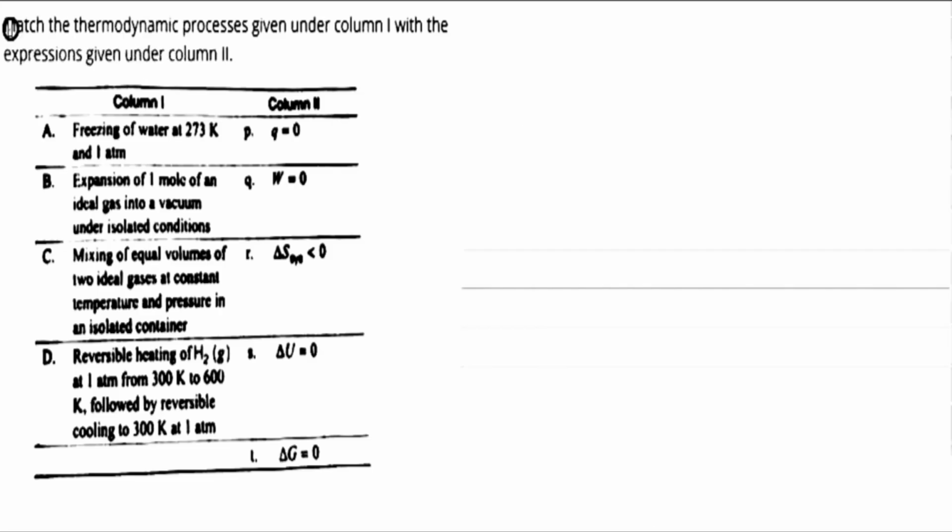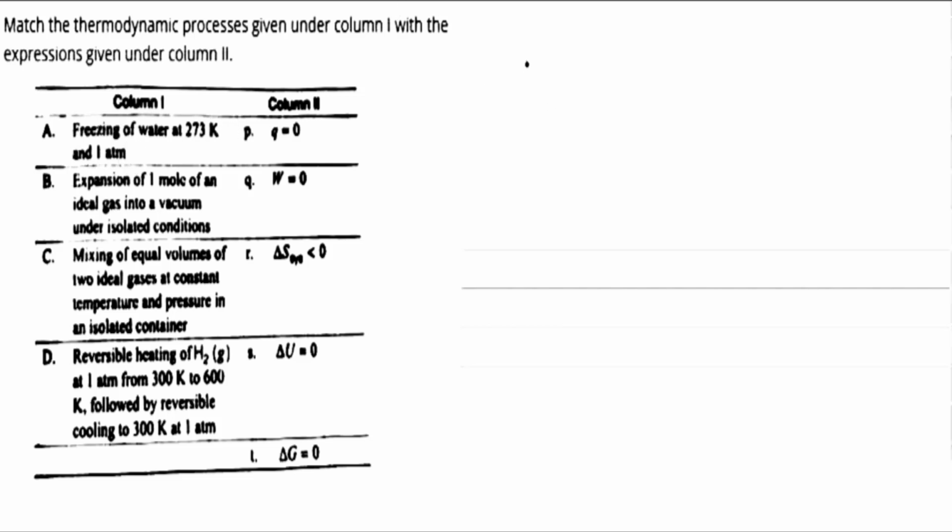Our question says, match the thermodynamic processes given under column 1 with the expressions given under column 2. So there are two columns, column 1 and column 2. We have to match the expressions in column 2. So the first question is, freezing of water at 273 Kelvin and 1 atmosphere.